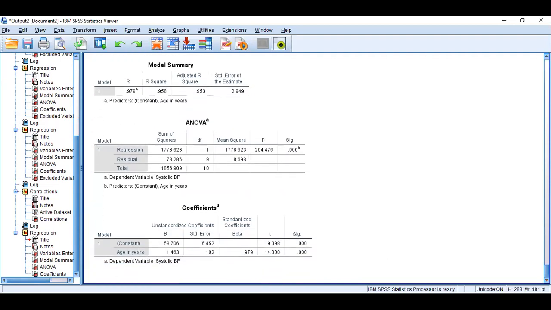Okay, let's see the coefficient. Look at the coefficient. The coefficient is positive, 1.4. But the constant is also very high, 1.46.